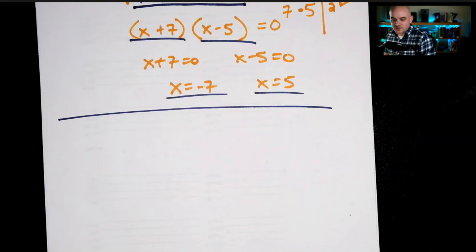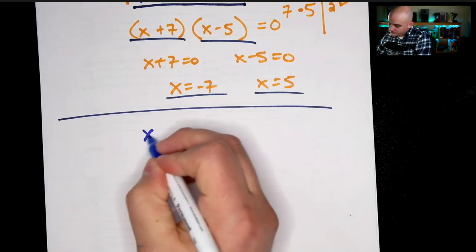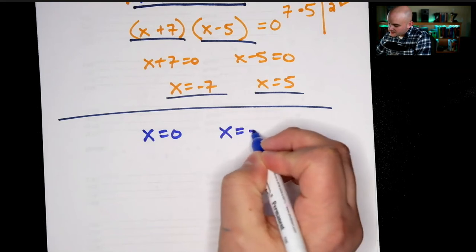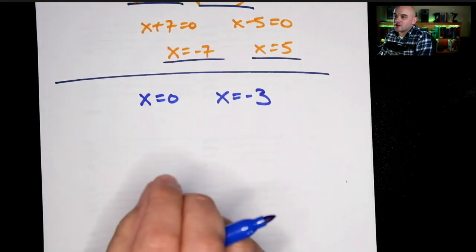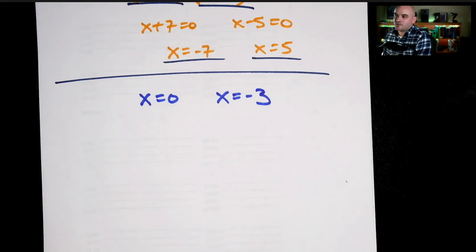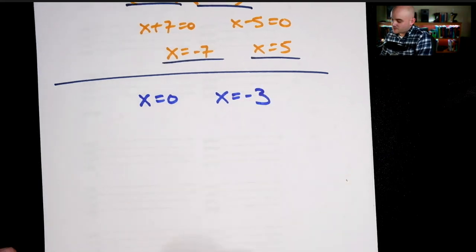I'm going to give you the zeros. Suppose you had zeros of 0 and negative 3. So x equals 0 and x equals negative 3. I want you to give me a polynomial function that has that for zeros. So here are our zeros. Let's jump to factors.